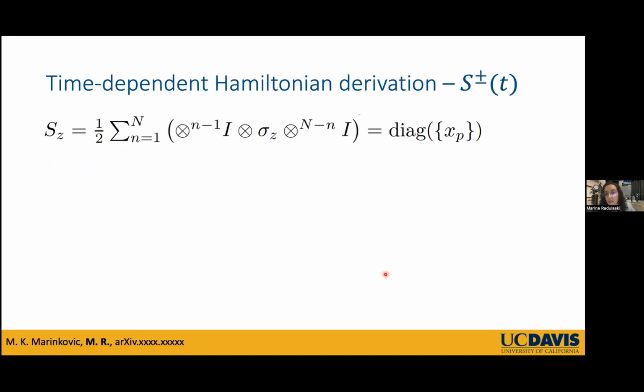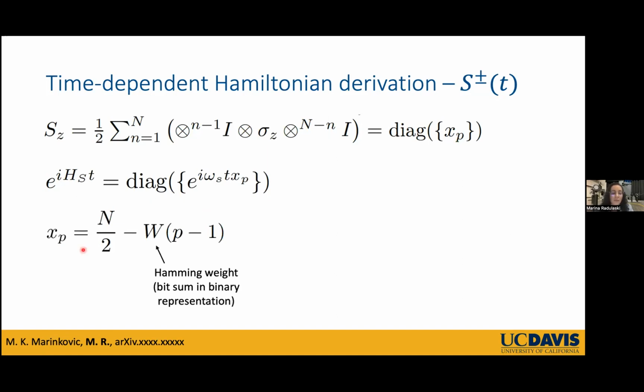Okay, so to derive this, we first need to notice that az is a diagonal operator. If that's so, that means that its exponent is also going to be a diagonal operator. And the elements on the diagonal, we mark them as xp. And then we notice that xp can be expressed through n and the Hamming weight. Hamming weight, for those who don't know, is the bit sum in the binary representation of a number. So for example, the number 5 in bit representation is 101, and if you sum that up, 1 plus 0 plus 1, its Hamming weight is going to be 2.